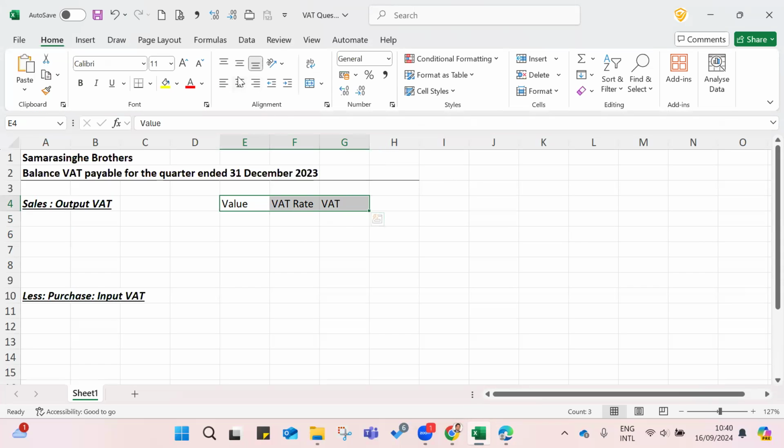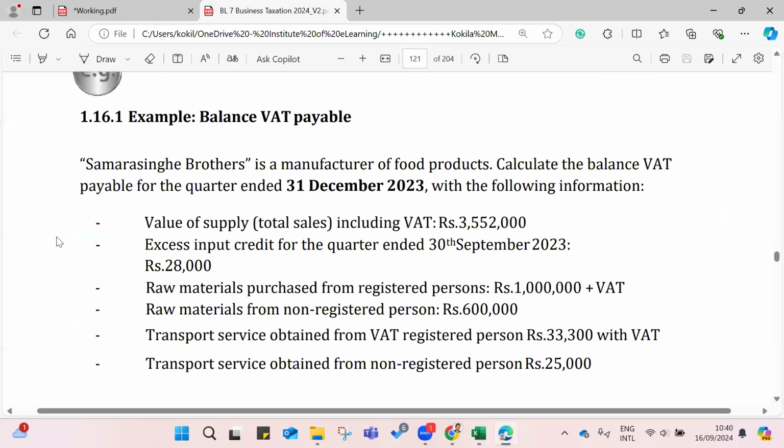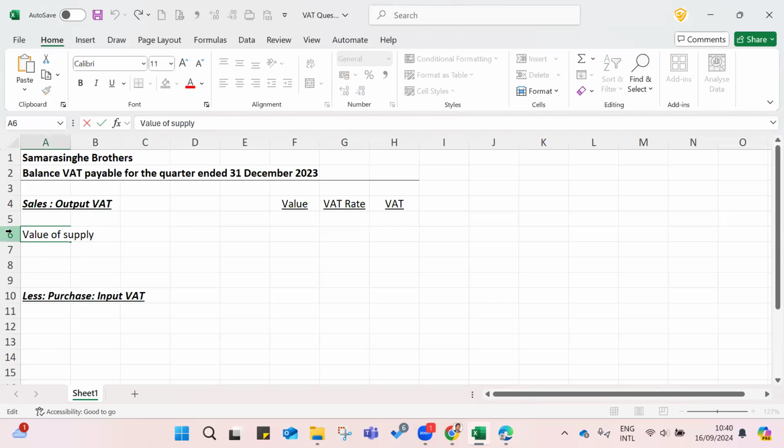So it's easy. You do the calculation part in the exams, right? So like this, here, sales: how much? Total value of supply. Even if you mention total sales or value of supply, that's fine, right? Value of supply in the sense of value of sales.